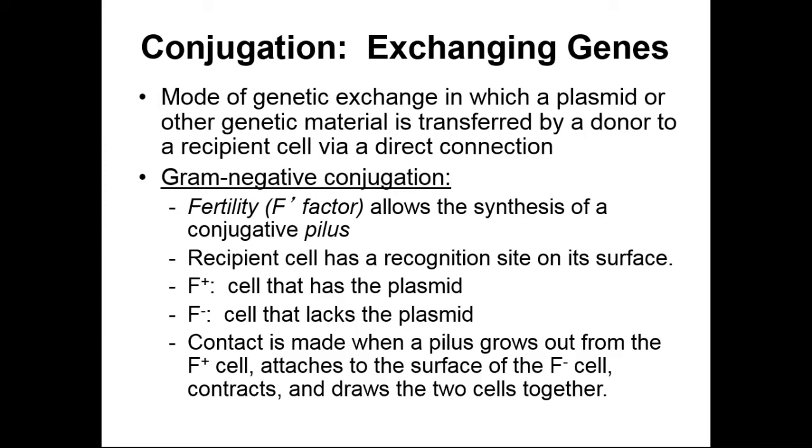So let's look at how we can have conjugation in a gram-negative bacterium. Then we'll focus on our gram-positive bacterium. For gram-negative conjugation, we need to have the F prime factor, or the fertility factor. This F prime factor will allow the bacterium to make the sex pilus, or the conjugative pilus. And the recipient cell, that is also going to be gram-negative, will need to have a recognition site. So we need the donor appendage and the receptor appendage, so to speak, for these two gram-negative bacteria to link up.